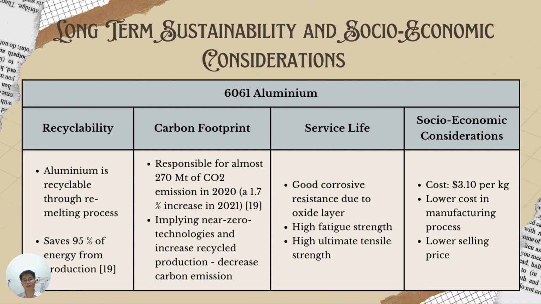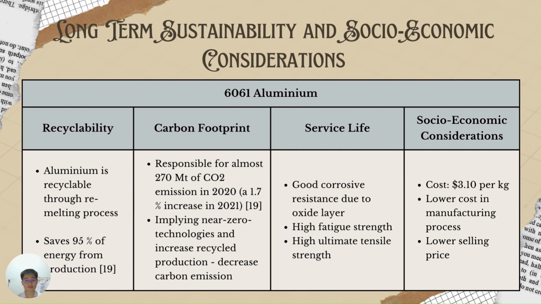By comparing the three materials, we've decided that the material we want to use is aluminium 6061. And with that being said, let us discuss the long-term sustainability and socio-economic considerations. The aluminium can be remelted to be manufactured into new rackets, and in the process, it helps save 95% of energy from production of the raw materials.